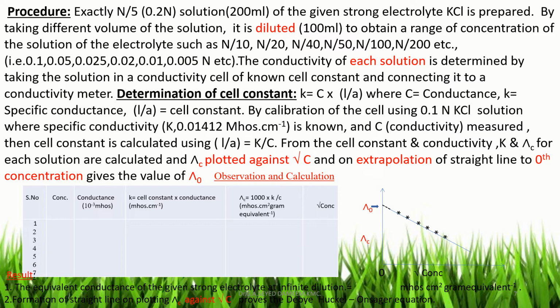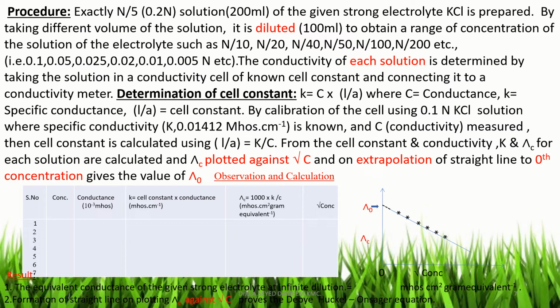The concentrations are 0.1, 0.05, 0.025, 0.02, 0.01 and 0.005, and also the bulk solution concentration 0.2 N. So we can calculate lambda c values for these solutions, and the values are tabulated in the tabular column shown in this slide. On plotting lambda c versus root concentration, we get points, and connecting all the points we get a straight line, and extrapolating the straight line to zero concentration we get the lambda 0 value.